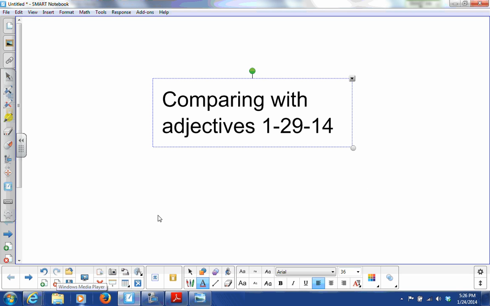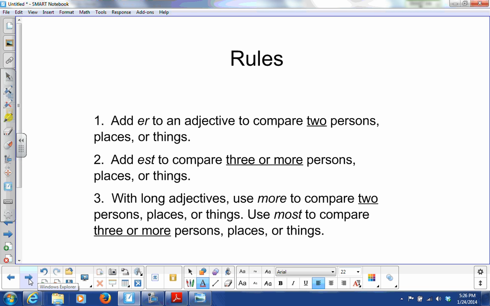Okay, so tonight we're talking about comparing with adjectives. All right, some rules you need to know about. You might want to write these down in your notebook.